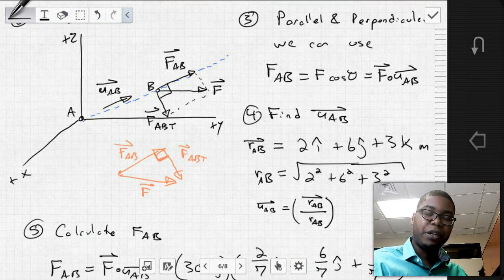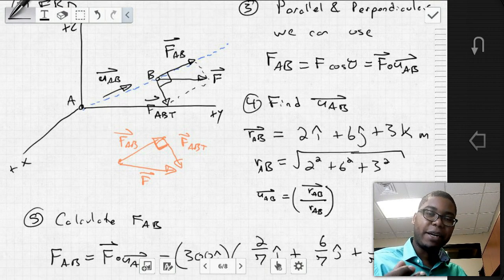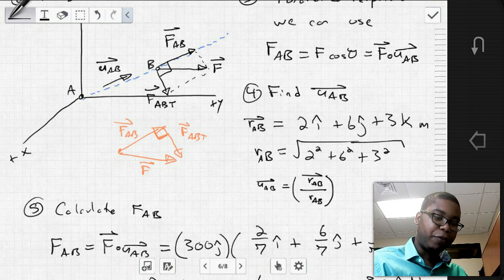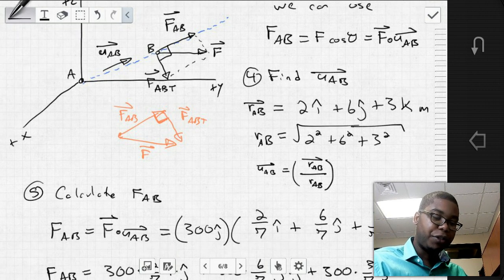Now that we have the components of this position vector, let's go ahead and find the magnitude, or the length, from point A to point B. We can use Pythagorean theorem. We put in our components, we square the components, and then find the square root, and we'll be able to find the magnitude of r AB. And then very simply, we take the Cartesian vector and the magnitude, and we can calculate our unit direction vector.